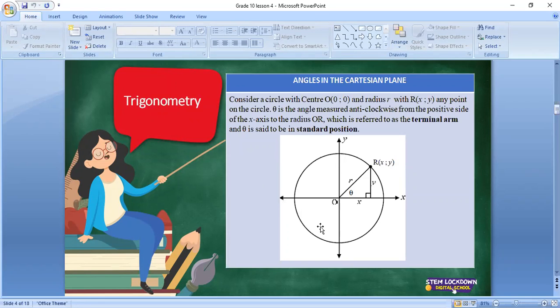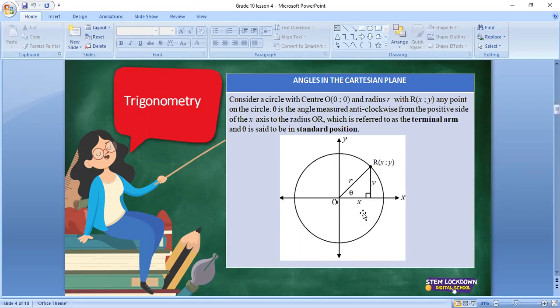For example, angle 200. Which quadrant does angle 200 fall in? It must be in the third quadrant. Angle 243, which quadrant will it be in? It is the third quadrant. And then the last quadrant, this here, is the fourth quadrant.